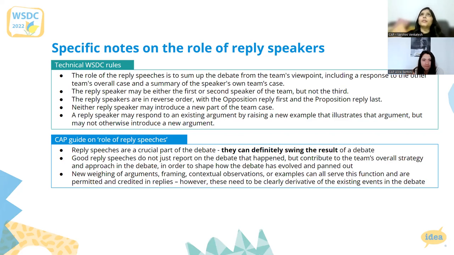because no good reply speaker's job is to be a news reporter that reads out what happens. It is their job to give you a biased evaluation of the debate that will try and sway your mind to vote for their team. So particularly close debates can and often are decided by reply speeches. That's about it on this, really. Just wanted to check that everyone is with me so far. Yes. Okay, perfect. Thank you very much.